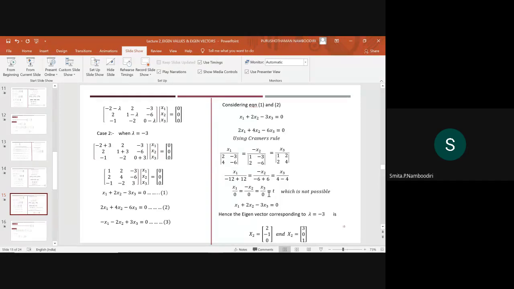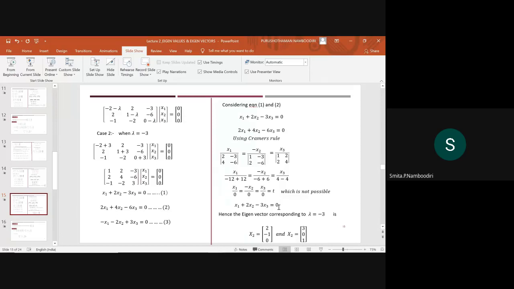Whichever equations you take, either 1 and 2, 1 and 3, or 2 and 3, all three are the same. So when you find the determinant, it's going to be 0, 0, 0 in all three cases. Okay? We are having only one equation, x1 plus 2x2 minus 3x3 equal to 0.